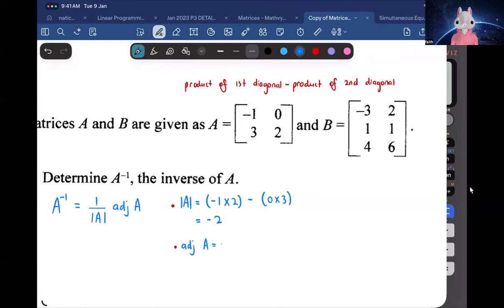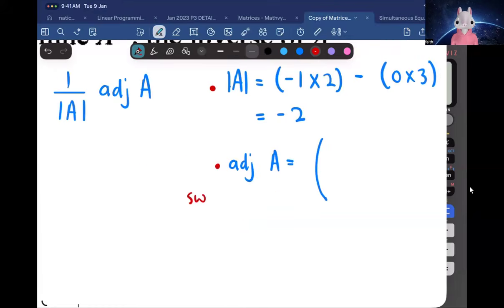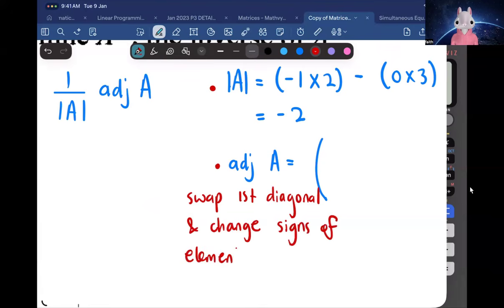For the adjoint, what you're going to do is swap the elements of the first diagonal, and change the signs of the elements in the second diagonal. I forget to swap.